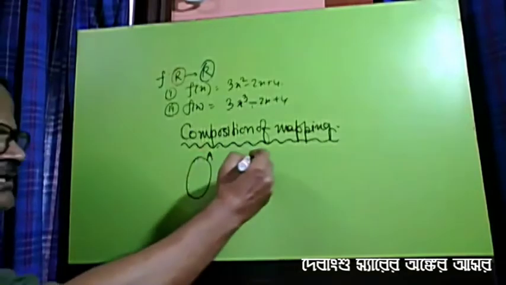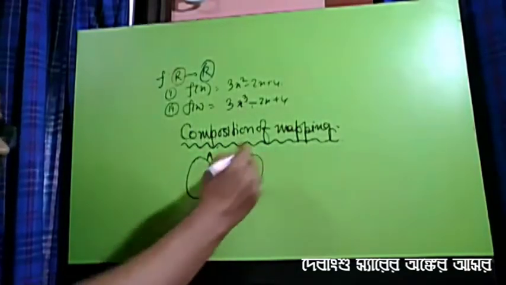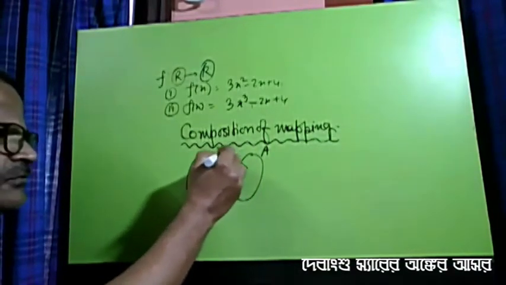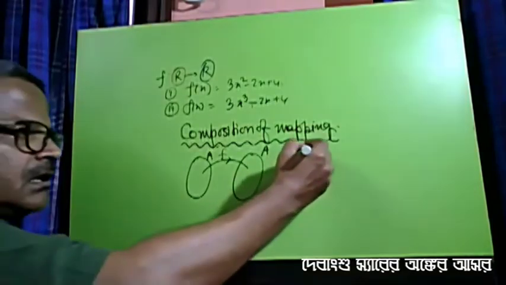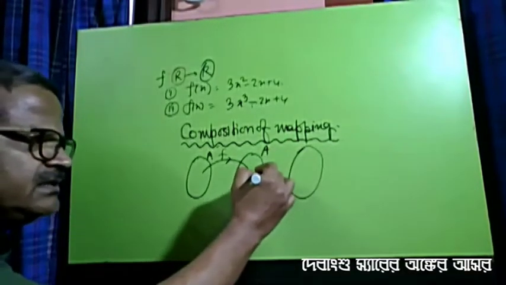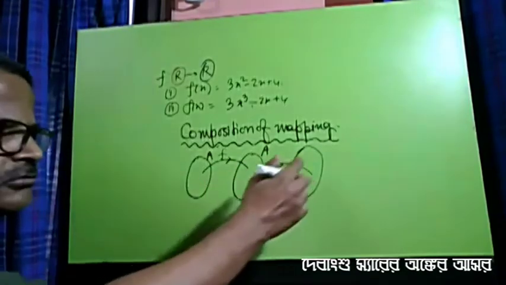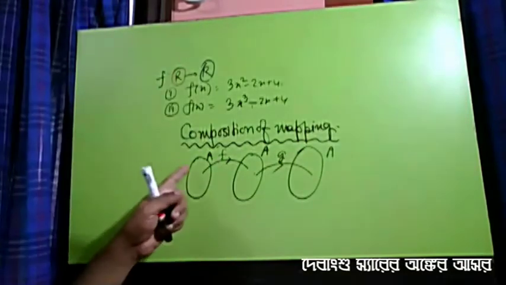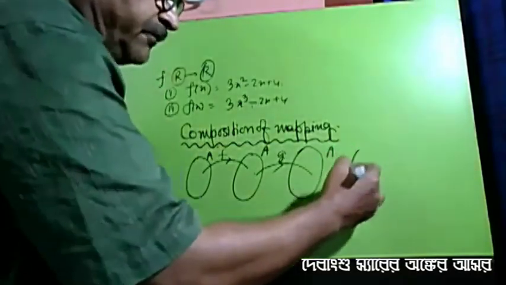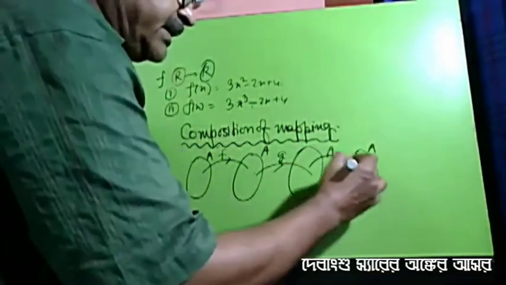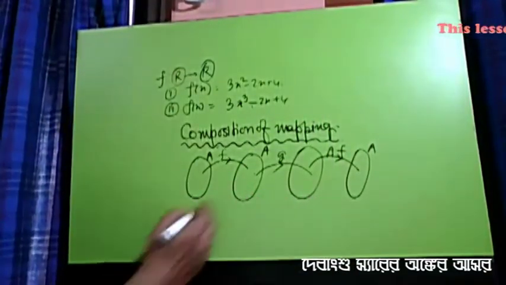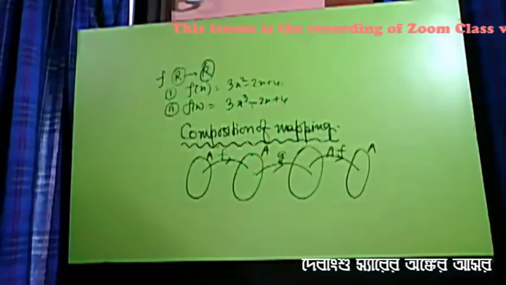Let this be a set A, and in place of B we take again A. So F is a mapping from A to A. Again there is a mapping G from A to again A. Since F is from A to A, we can draw a fourth A here and write F here again. So these two images are identical. This portion and this portion have the same image.